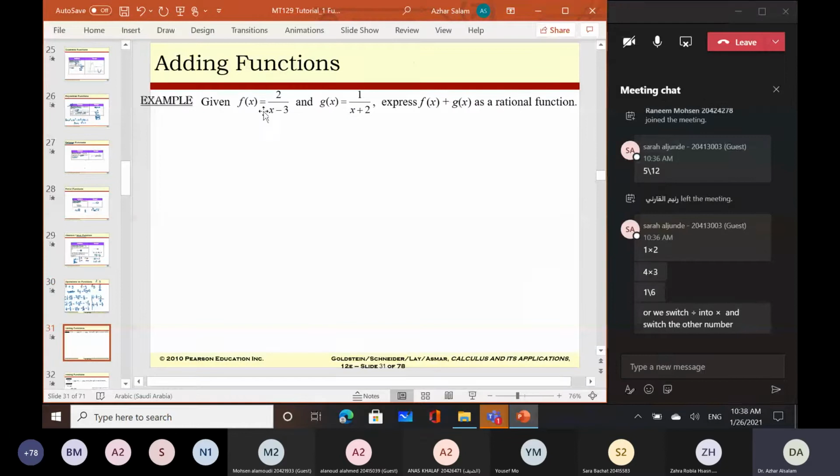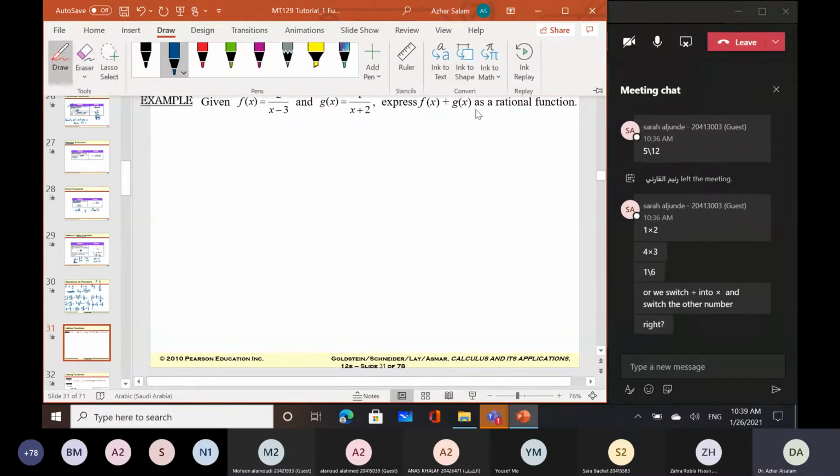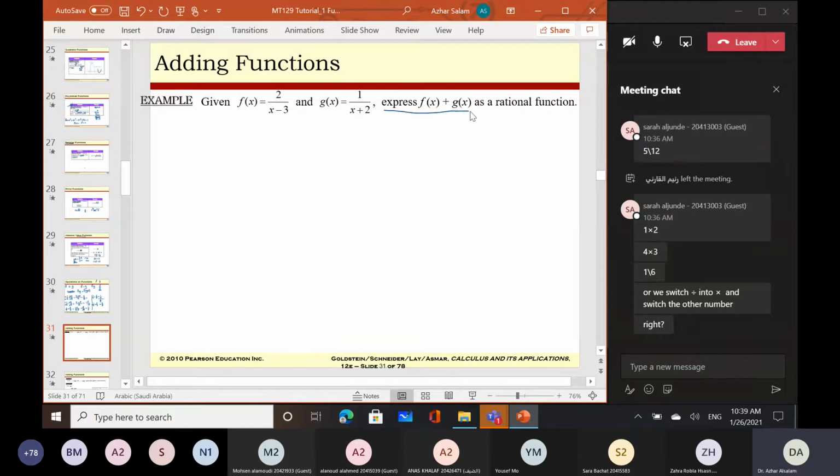Now, if we apply it on functions, note here that I have two given functions: f of x is 2 over x minus 3, and g of x is 1 over x plus 2. The question is, express f of x plus g of x as a rational function. That means I have to find f of x plus g of x, and of course simplify it to the simplest form.